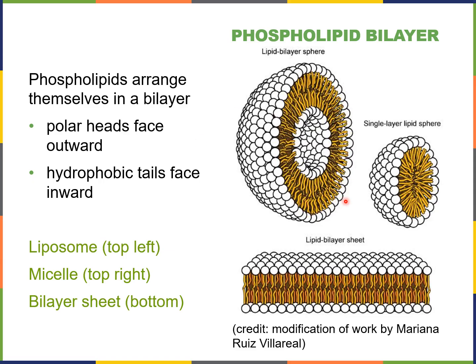Lastly, we have micelles. These are also spherical structures, but consist of a single layer of phospholipids, where the hydrophobic tails point inwards, usually trapping something hydrophobic on the inside, and the hydrophilic heads face outward.